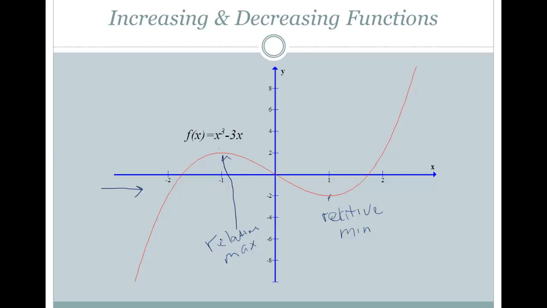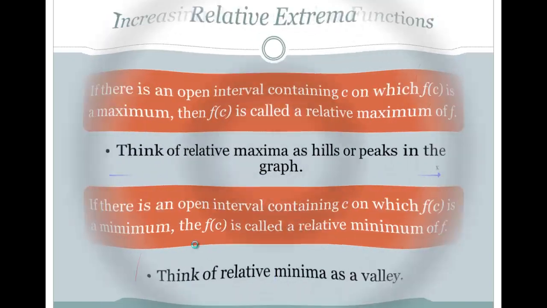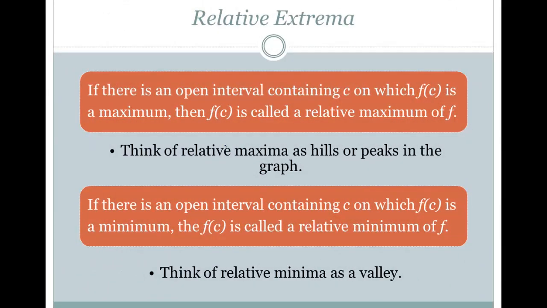And basically what we're looking for when we're talking about relative maxes and mins are peaks and valleys. Here's a formal definition of relative max and relative min. But what I want you to think about is a relative maximum as a hill, okay, or a peak of the graph. And a relative min is going to be the valley. So anything that looks like that is going to be a relative max. Anything that looks like this is going to have a relative min, down the bottom and down the top. Okay?